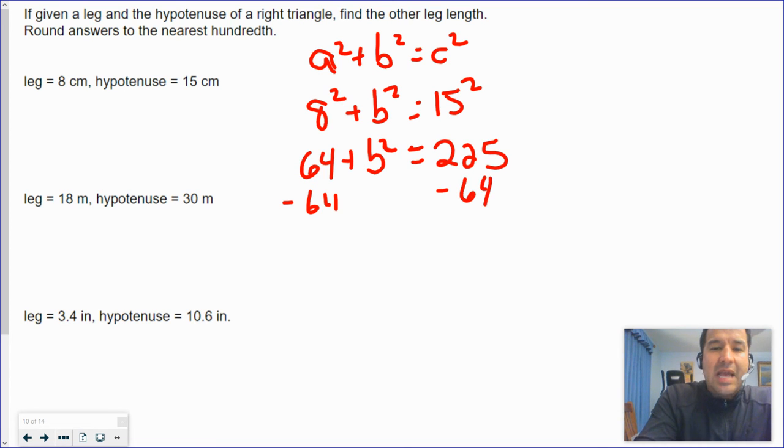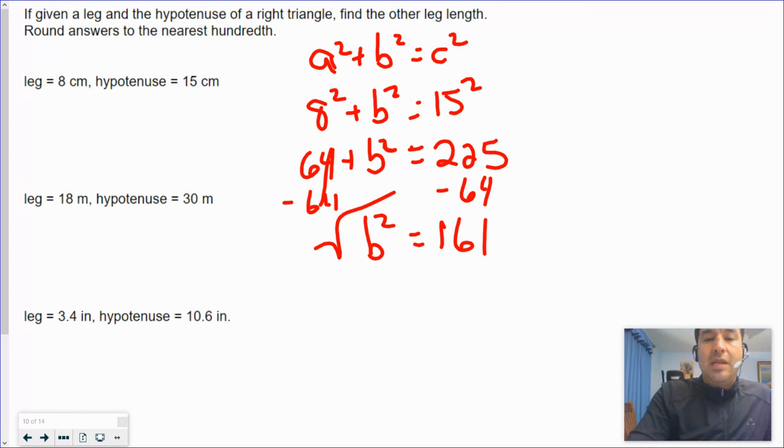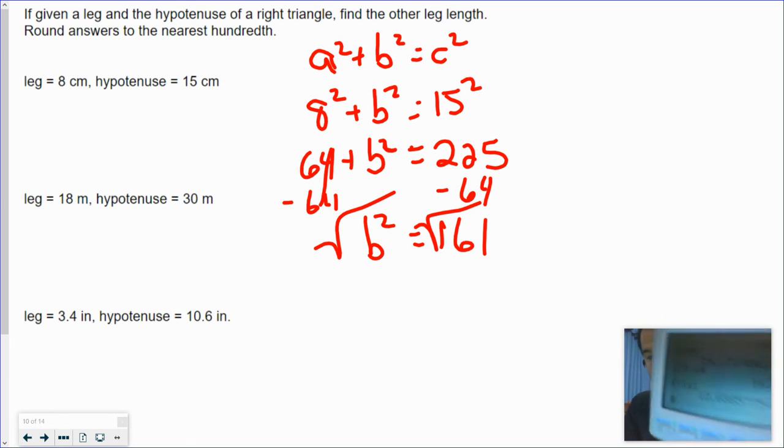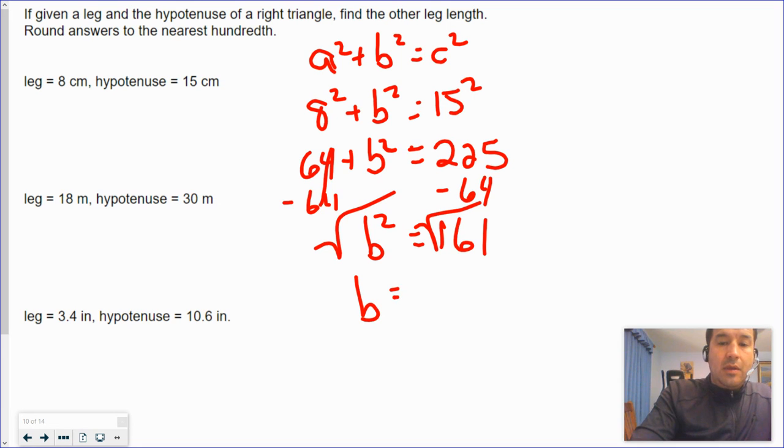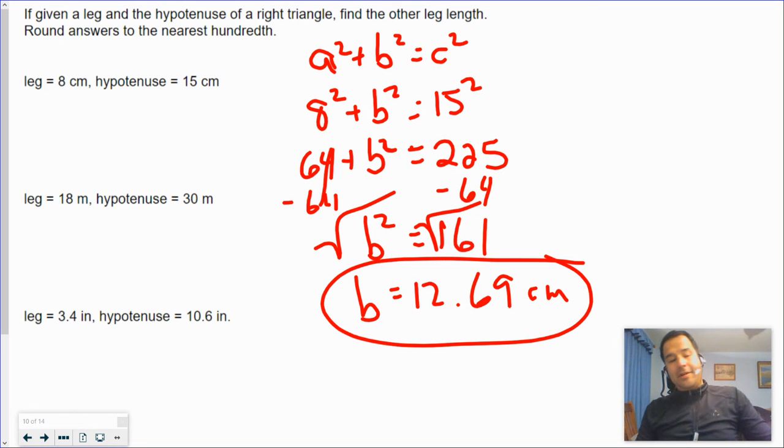Do you notice how we do the exact same process? It just gets really cool once you get comfortable with it. 225 minus 64 is 161. Then I do the square root on both sides. And the square root of 161 is, what would the answer be then? 12 and 69 hundredths centimeters. Don't forget the centimeters. Cool? All right, so that's the first one.